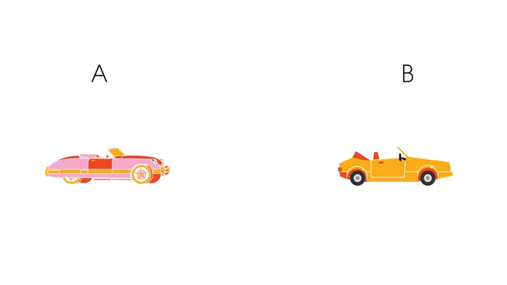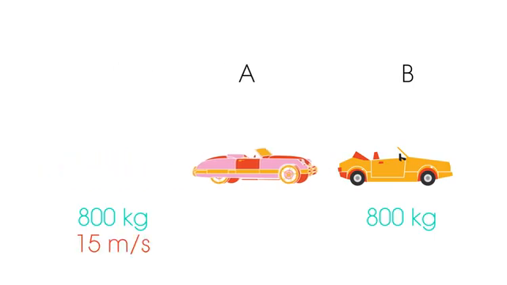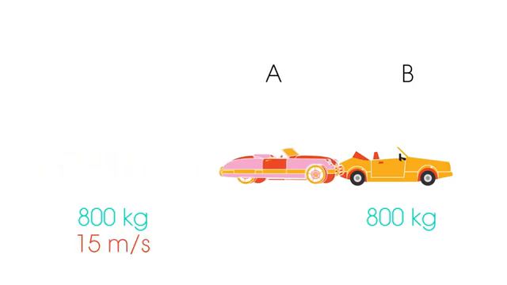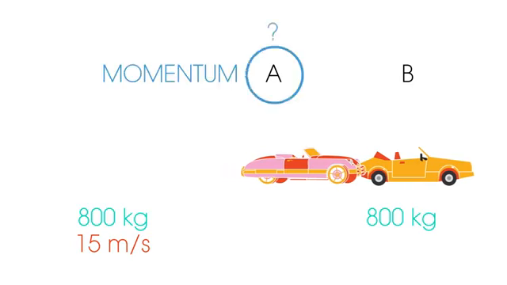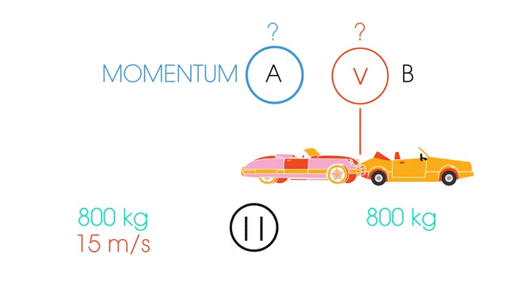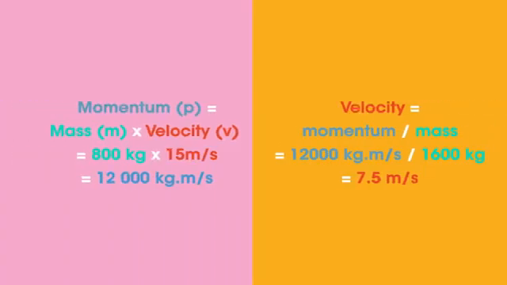Two cars of equal mass, 800 kilograms, collide. Before the collision, car B is at rest, while car A is travelling at 15 meters per second. Calculate the momentum of car A. After the collision, the two cars are stuck together. Calculate the velocity of the cars after the collision. Pause the video while you work it out. How did you do?